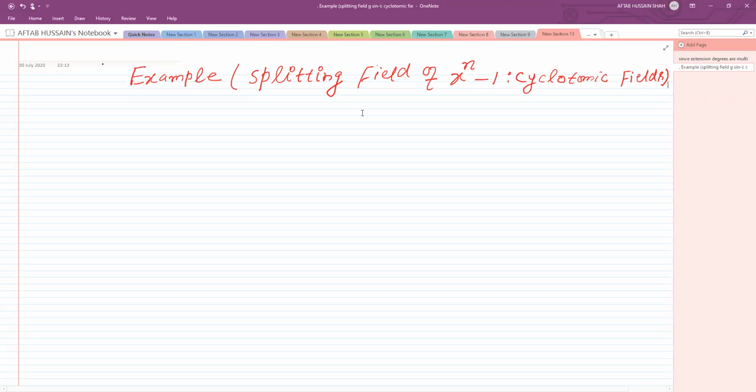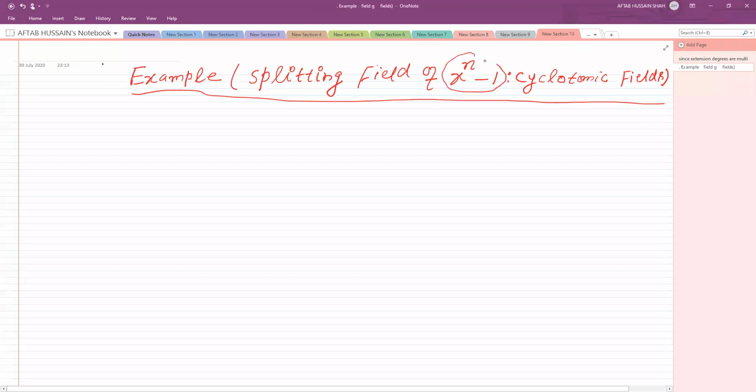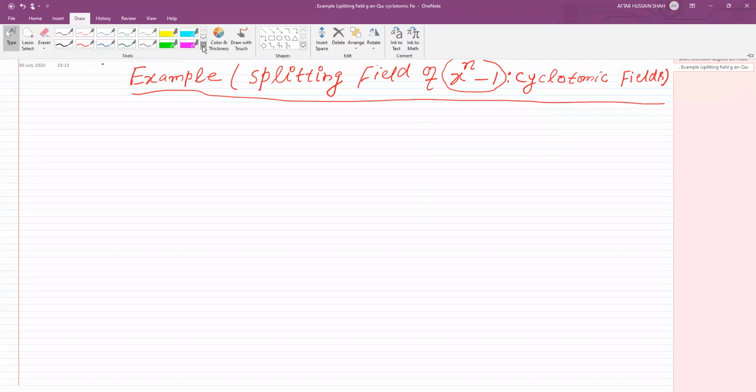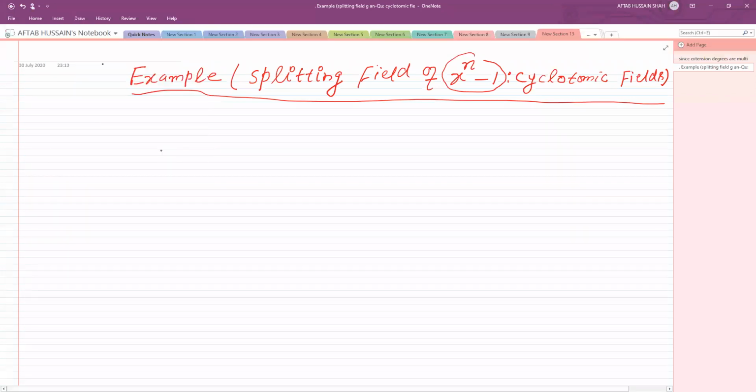Cyclotomic fields are actually the splitting fields of polynomials of the form x raised to power n minus 1 over Q. We are taking these polynomials over the field of rationals. Now consider the polynomial f(x) equals x power n minus 1 over Q.